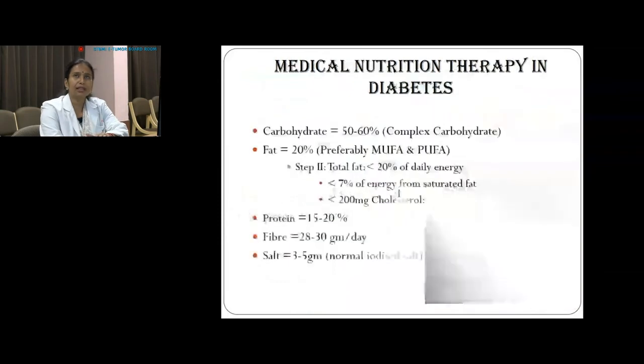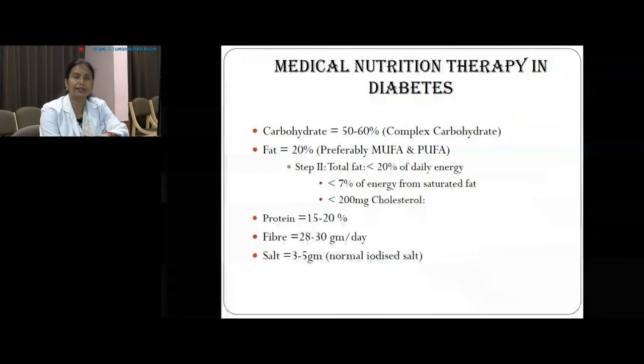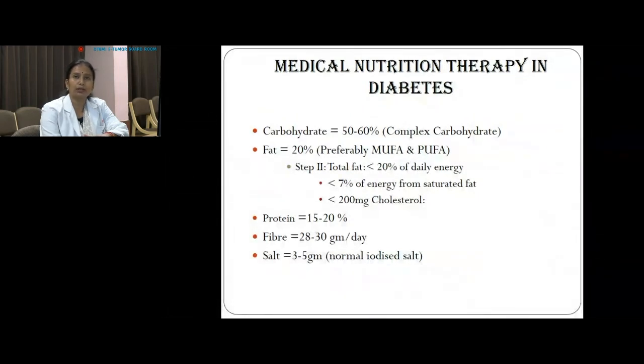Medical nutrition therapy in diabetes: carbohydrate should not be more than 50 to 60%, that is complex carbohydrate, and fat 20%, preferably MUFA and PUFA. For step 2, total fat should not be more than 20% of daily energy, 7% of energy from saturated fat, and cholesterol should not be more than 200 mg.